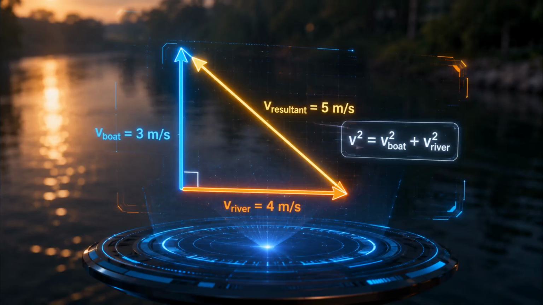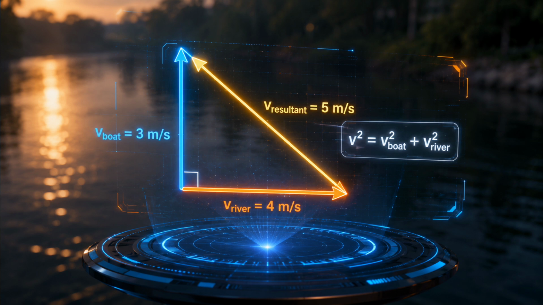Here is the secret. Arjun's boat moves at 3 meters per second through the water. The river moves at 4 meters per second downstream. His actual velocity, what someone watching from the bank sees, is the vector sum of both.